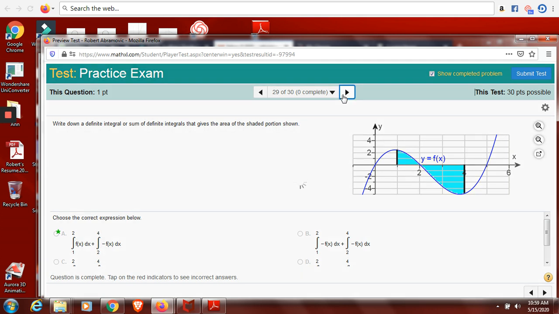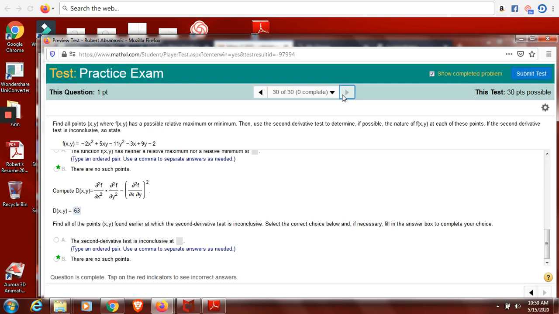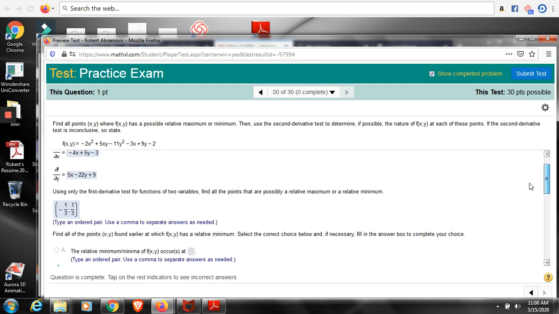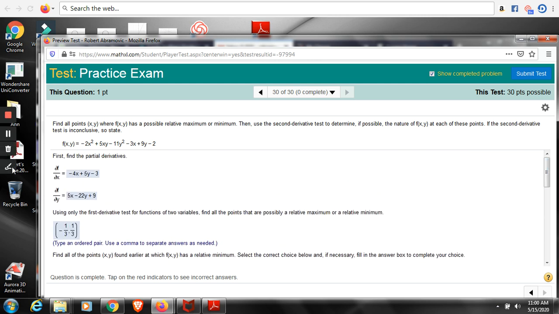Okay. Find all points (x, y) where f(x, y) has a relative maximum or minimum. Then use the second derivative to determine, if possible, the nature of f at each of these points. If the second derivative test is inconclusive, so state. So here our function is negative 2x squared plus 5xy minus 11y squared minus 3x plus 9y minus 2.